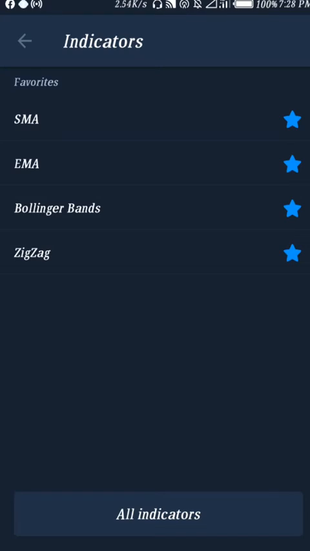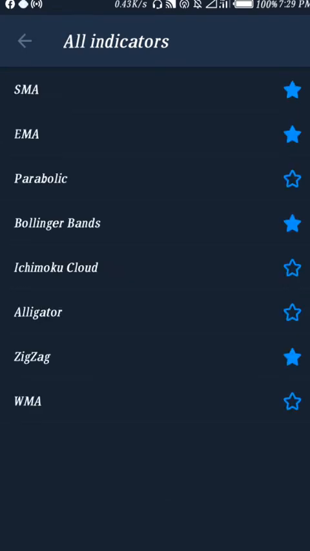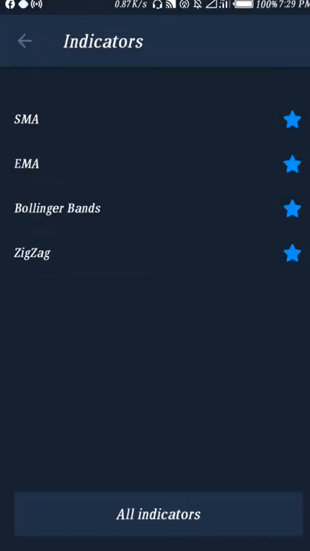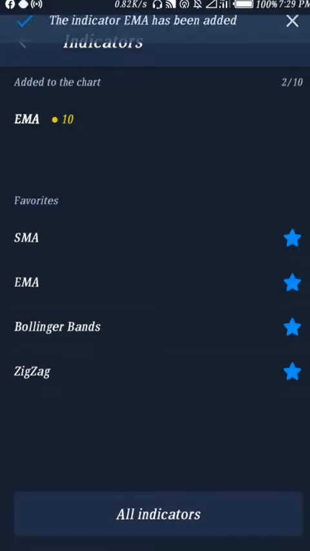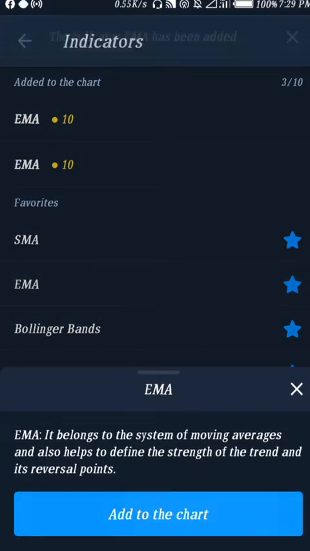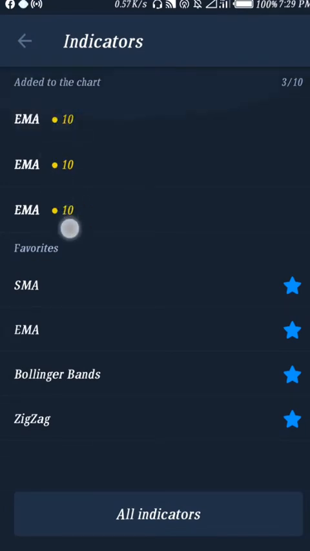But on your own device, you will not see it like this. So what you do is just click on all indicators, then you can come here to add them as favorite. So what we need is the EMA, which is the exponential moving average. So you select it and you click on add to chart. Okay, since I have added mine to the favorite already, I'll just come here again, add to chart, click on it, add to chart, click on it again and add to chart. So now I have 3 EMAs right here. So you need 3 EMAs.